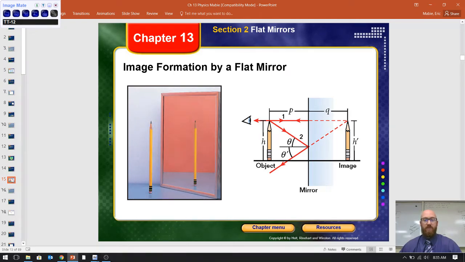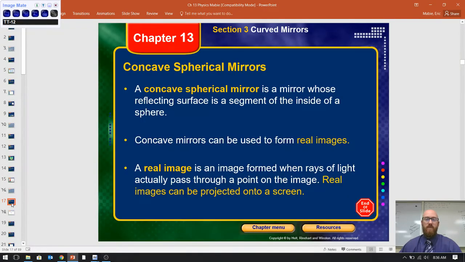Another pretty picture. If you notice several things here, the 1 and the 2, we'll talk about those when we start drawing the diagrams. Also, for a flat mirror, your H and H prime are your sizes. P and Q, we're going to talk about what those mean in a minute. However, your angle of incidence versus angle of reflection: theta, theta prime.